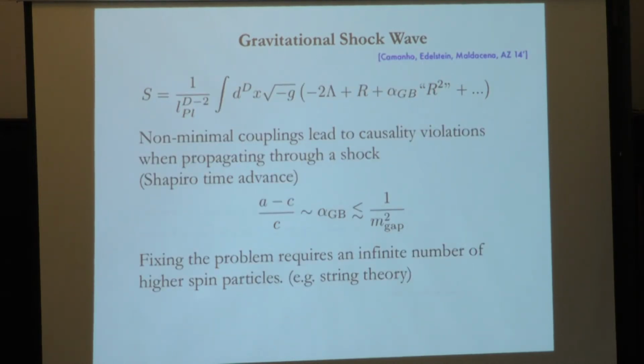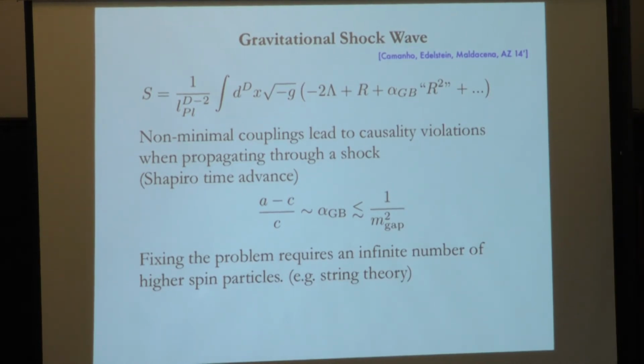Then the claim is that if you try to modify gravity and you add high derivative interactions, non-minimal couplings lead to Shapiro time advances. You can try to use these time advances to build a time machine, and in this way to constrain these high derivative operators. And in this paper, there was a qualitative argument that this coupling should be bounded by the gap of higher spin particles. So it's a classical theory, say, in AdS, and one example of such a theory where this is possible is string theory, where this gap is just the string states.